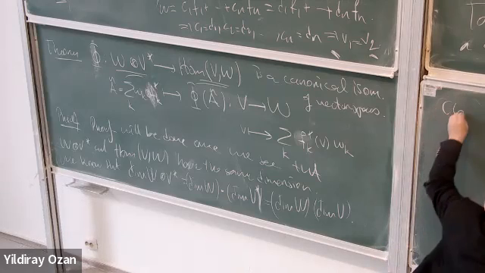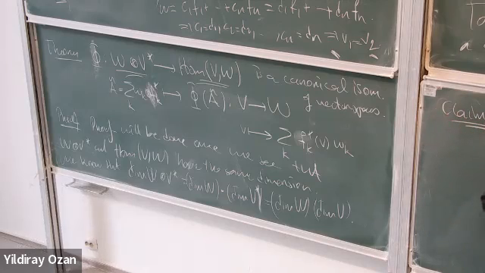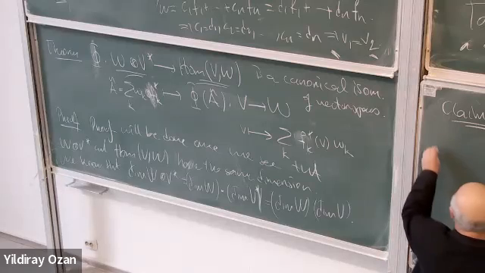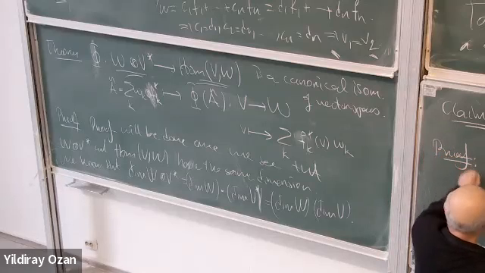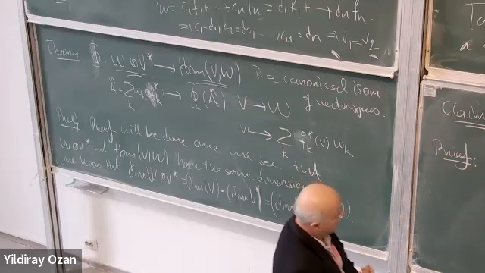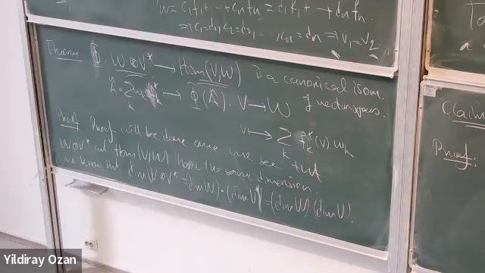So another claim: the dimension of this gadget is the dimension of V times the dimension of W. The proof is quite simple. We will write a basis. Let the dimension of V be n, and this is a basis. The dimension of W is m, and this is also a basis.